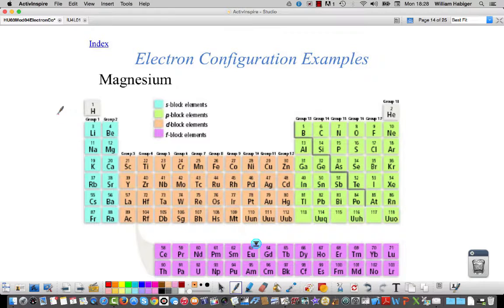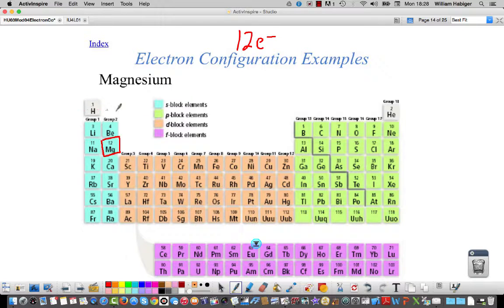Okay, our first example is going to be magnesium. The first step is to find magnesium on the periodic table. Okay, so here's our magnesium. And so remember the atomic number is the number of protons, and therefore it's also going to be the number of electrons. So I'm going to note that over here off to the side so that I can keep track of what I'm doing.